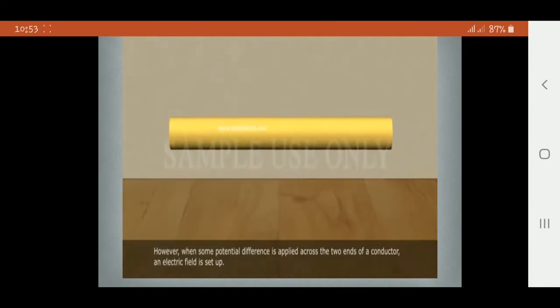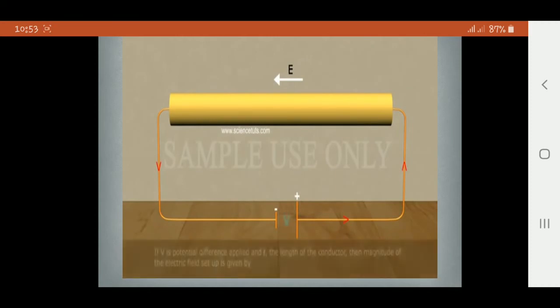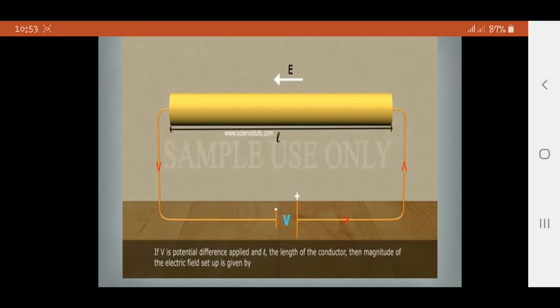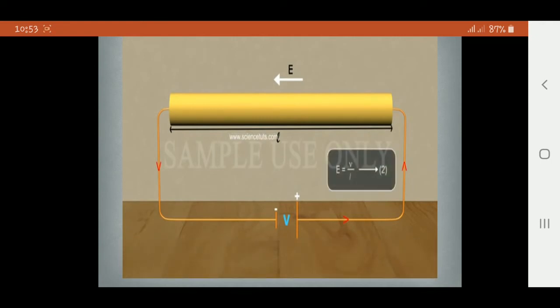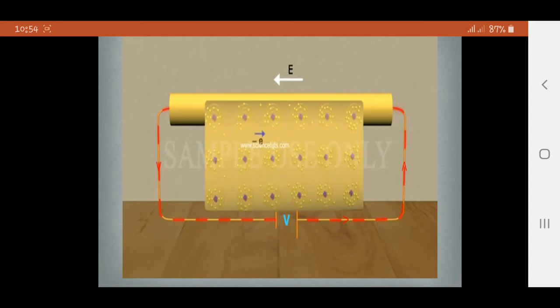However, when some potential difference is applied across the ends of a conductor, you can see when we connect the two ends of the wire with the terminals of the battery, one with the positive, other with the negative, then there is an electric field E which is set up, and that is directed from positive to negative, and mathematically it is given by E is equal to V by L. If you remember, in electrostatics we have this relation E is equal to delta V over delta r, and here r is replaced by the length of the conducting wire, that is L. So the direction of the field is from positive to negative.